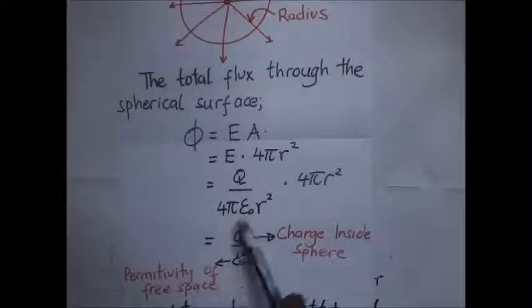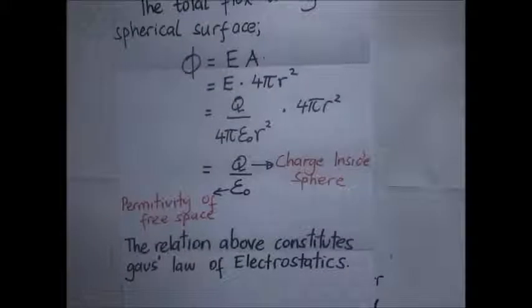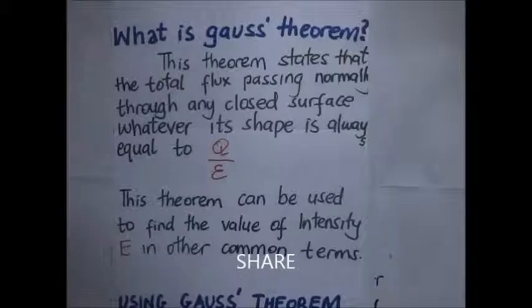And now this relation that we are seeing is what is going to constitute what we'll call Gauss Law of Electrostatics. So what is Gauss' theorem, or the Gauss Law of Electrostatics? This theorem states that the total flux passing normally through any enclosed surface, whatever its shape, is always equal to q over epsilon naught.